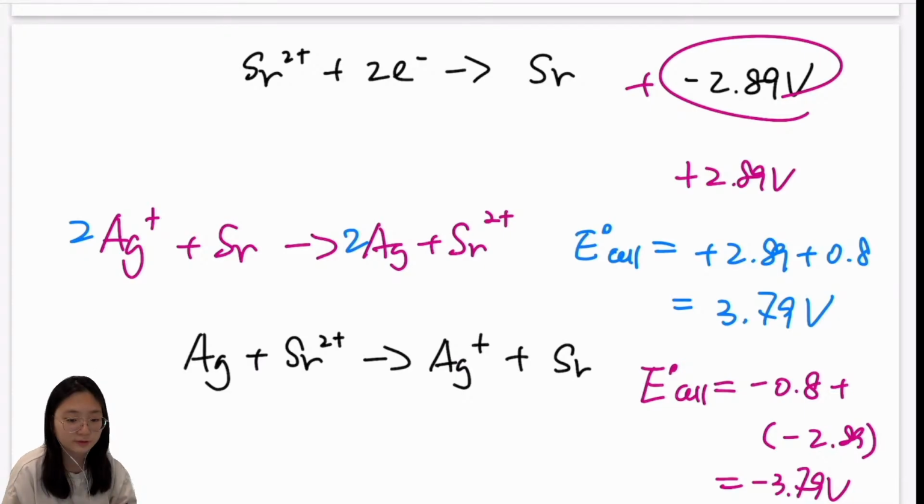We know the E cell value and one of the reduction potential values, but we are trying to find another. Do I have to flip it? No, you don't have to flip it if you do the cathode minus anode, or reduction minus oxidation. That's just a method that I don't prefer because I always get confused about which one is reduction and which one is oxidation. So I prefer just addition rather than subtraction.